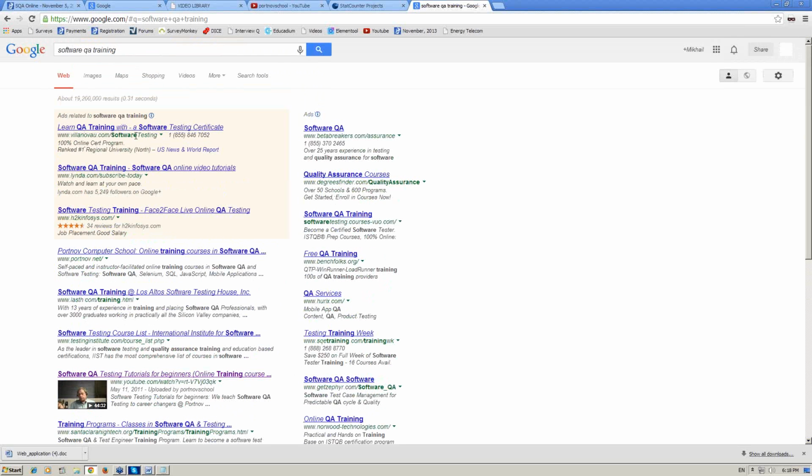Look at this. Villanova, Linda, God knows who they are, H2K, Infosys. So some companies are willing to pay money for you looking at them. Okay. So that is how they make money. That is how Google makes money, because you go there and because you click.